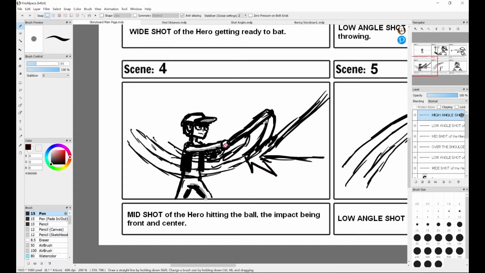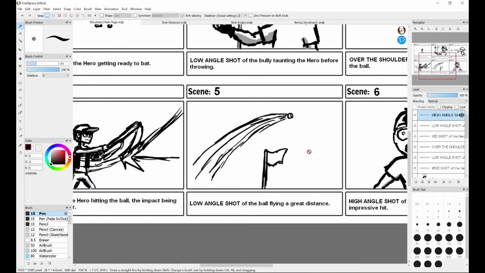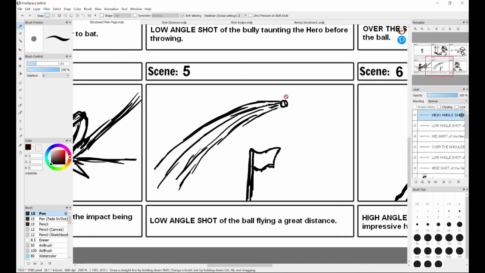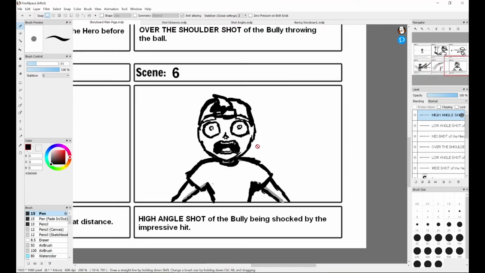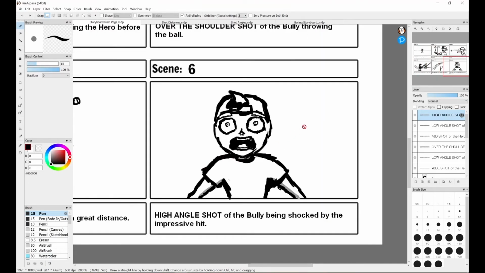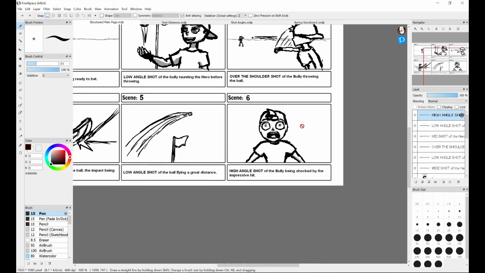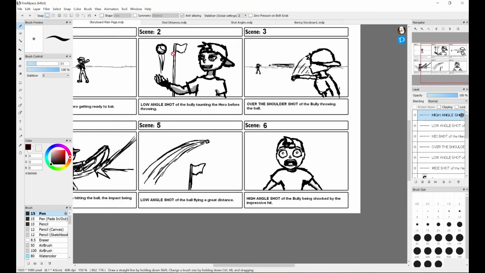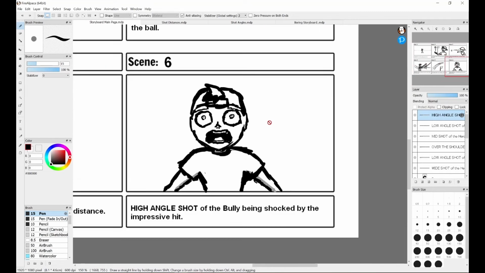So that's the kind of distance you'd want for that. And then the ball that goes flying, and here's again motion lines to represent it. It's close here, and then it goes farther and smaller away as it flies away a great distance. Then the final shot in which the rival is shocked by how far the ball flew. Whereas previously it was a low angle shot to show how intimidating he is, now it's a high angle shot looking down at him to show how weak and defeated he is now that he has been bested by the hero.